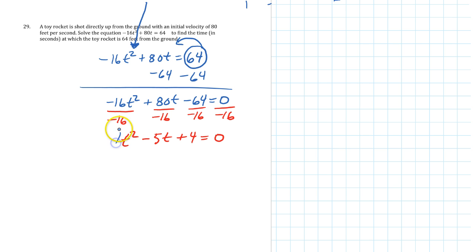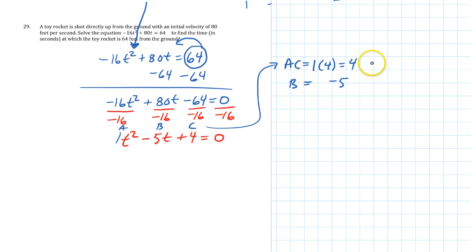Now we factor this using the AC method. AC is 1 times 4, which is 4. B is negative 5. So the factors of 4 that add up to negative 5 would be negative 1 times negative 4, because negative 1 plus negative 4 gives me negative 5.